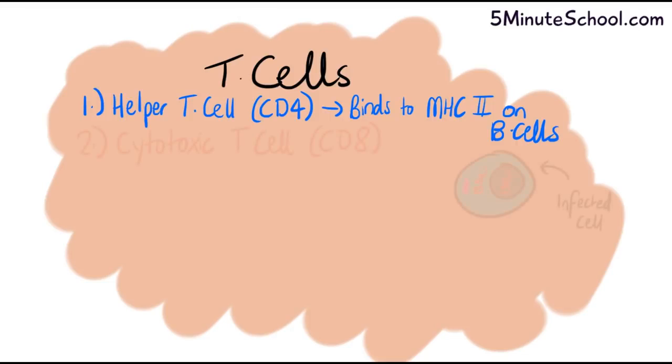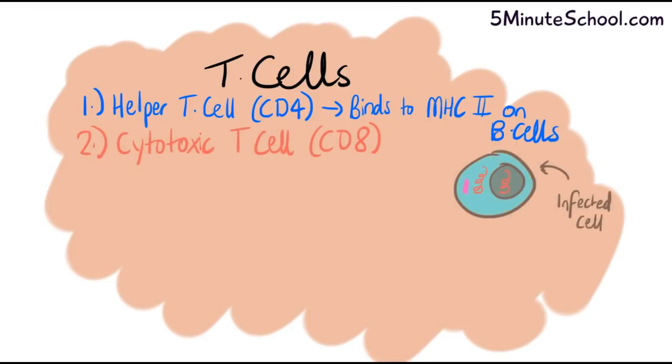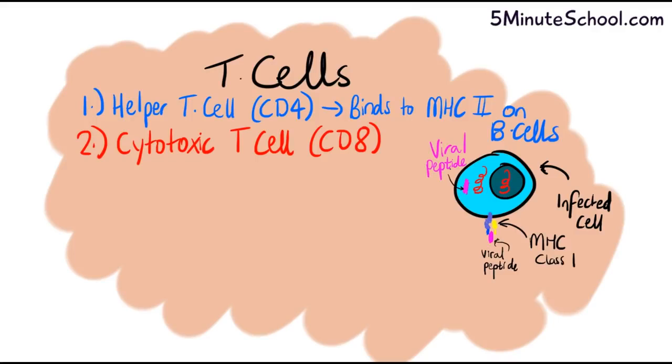Other types of T cells include the cytotoxic T cell, also known as CD8 T cells. In the case of cytotoxic T cells, or CD8, imagine you have a cell infected by a virus. The cell is now infected and it contains viral DNA and viral mRNA. Because of this, the virus is now making viral proteins and peptides.